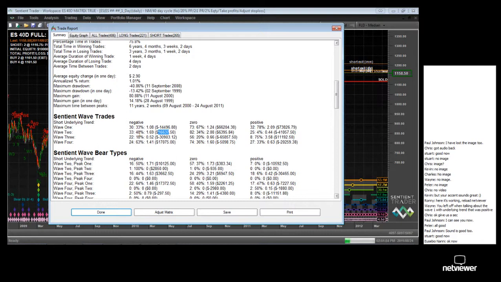Okay, we can do the same thing and have a look at wave two under negative underlying trend conditions. There were 33 trades, 48% of them were profitable, 1.69 profit factor, which is average wins divided by average losses, and a total of $16,000.